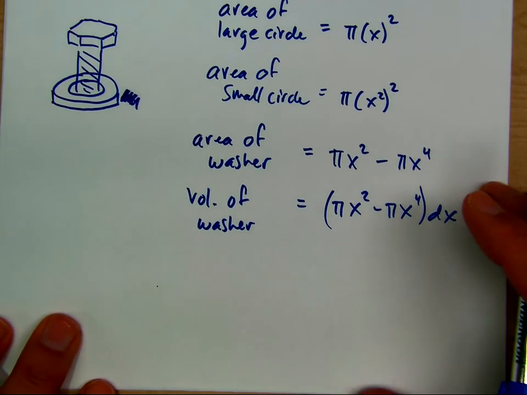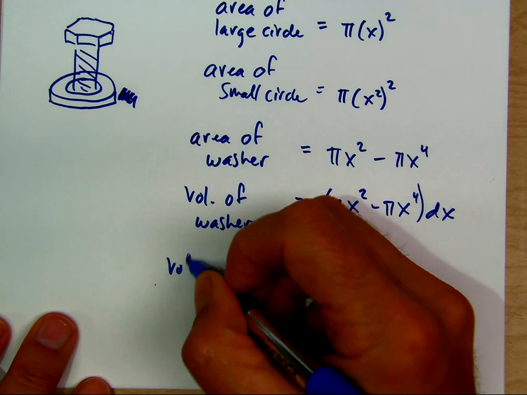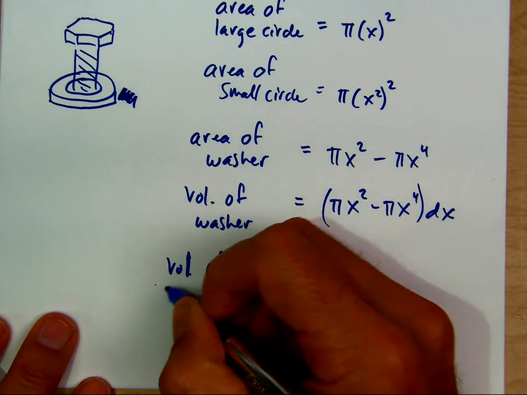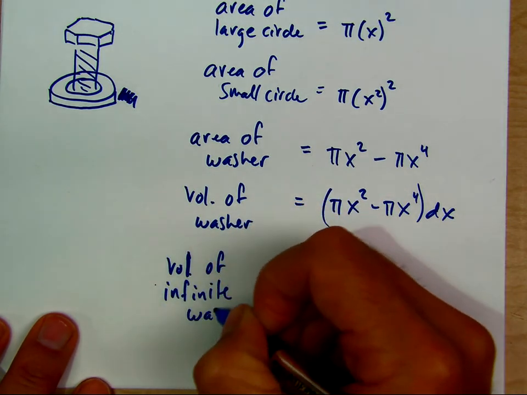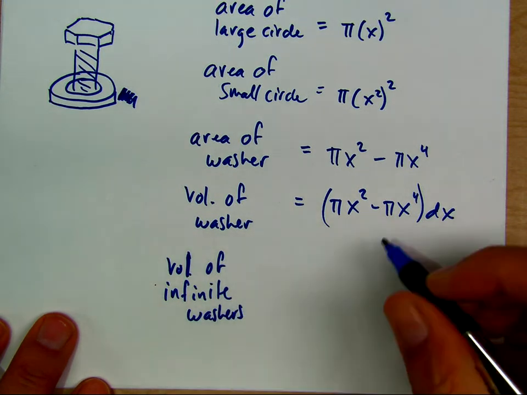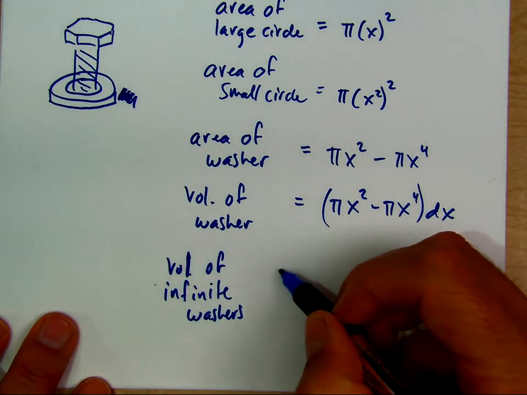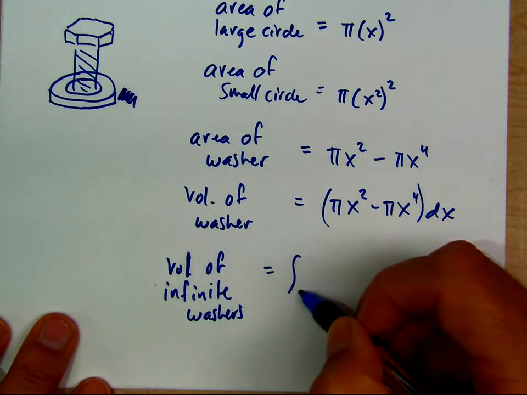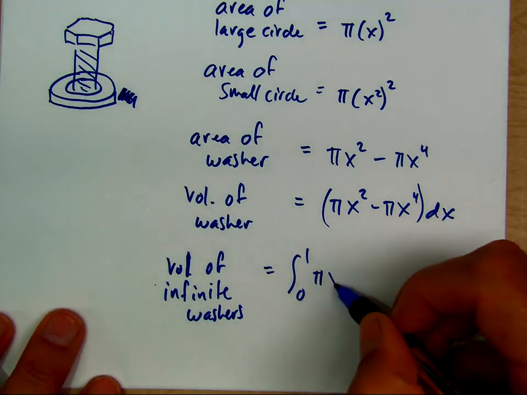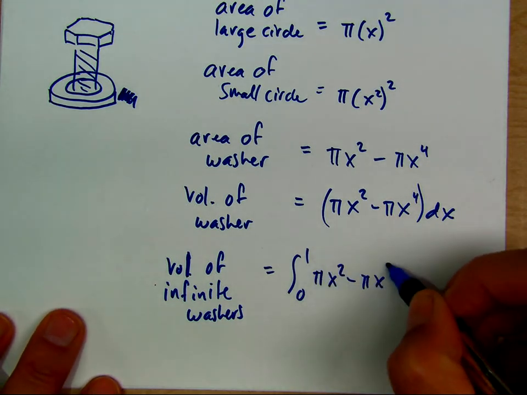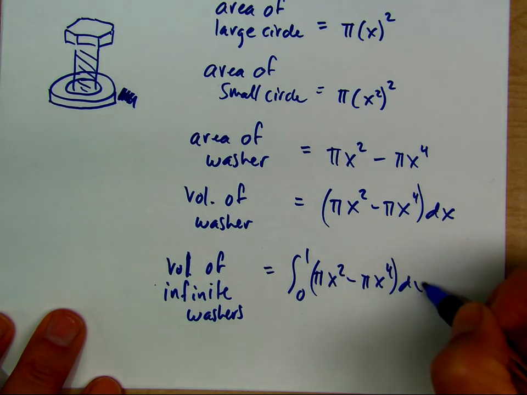Then we can find the volume of infinite washers, and here we're going to use the integral from 0 to 1, and then just integrate that.